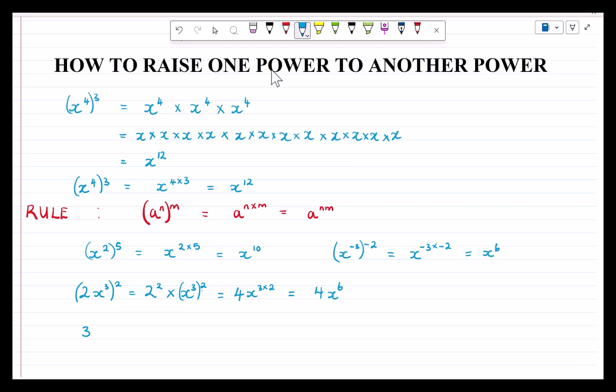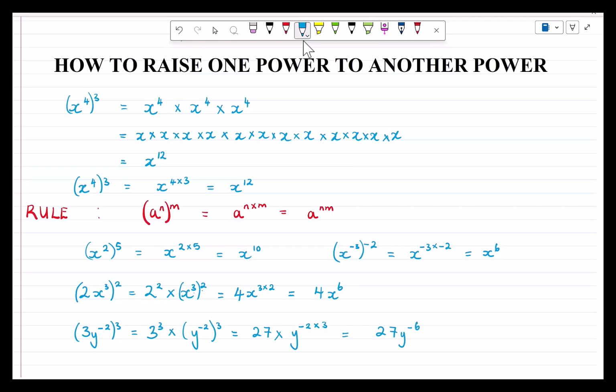And lastly, if we have 3y to the power of negative 2 being raised to the power of 3, what we get now is, remember, we raise everything in the bracket to the power of 3. So that would be 3 to the power of 3, and then y to the power of negative 2 to the power of 3. And that will leave us with 3 to the power of 3 times y to the power of negative 2 to the power of 3, which is equal to 3 to the power of 3 gives us 27, and we're multiplying it by y to the power of negative 2 times 3, and we get our final answer as 27y to the power of negative 6.